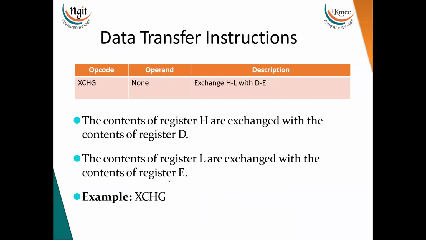Now exchange. Here you only have to say XCHG. With this, the HL pair will be exchanged with the DE register pair. Whatever data is in DE will be exchanged with HL. You don't need to specify any register or anything here. Just say XCHG, and by default it will understand that it has to exchange these two register pairs.